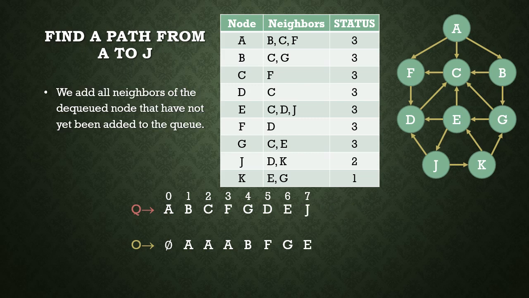Now we add neighbors of E that have not yet been added to the queue. E has 3 neighbors, C, D and J. Out of these only J has not yet been added, so it is enqueued and the queue exists from J to J after the advancement of the rear variable. J was enqueued after the dequeuing of E, so the corresponding entry in O is E.